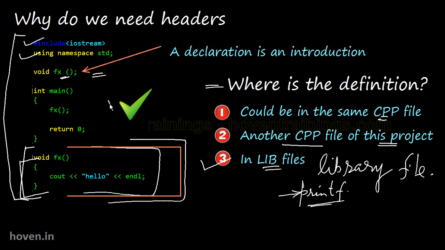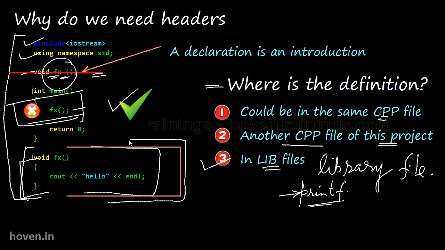This program compiles correctly and runs correctly because the declaration is there, its definition is there, and the main function, the call, is there. The compilation will fail if this line is removed. The compilation fails if this declaration is removed. The compiler error will come at this point. The compiler doesn't know anything about fx if this declaration is missing. The function wasn't introduced. Without introduction, this will be an error.